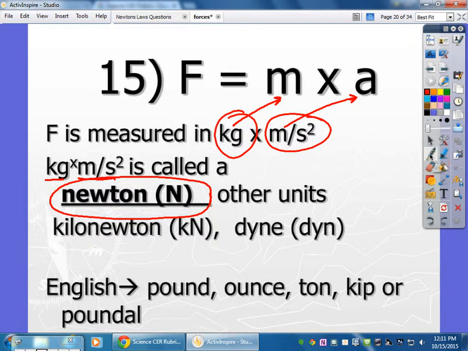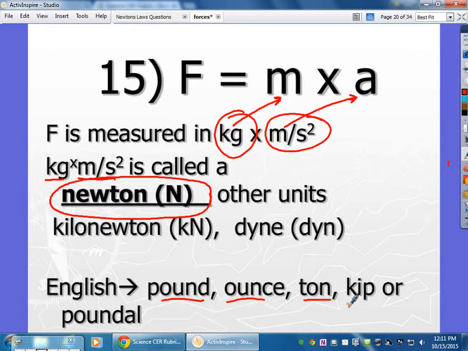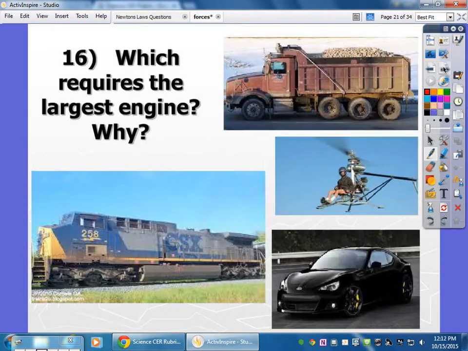In terms of English equivalents, you've got pounds, ounces, tons, kips, poundals. You may see it in kilonewtons if it's 1,000 newtons. Highly unlikely. In terms of this class, it's going to pretty much all be in newtons. All right, let's move on.